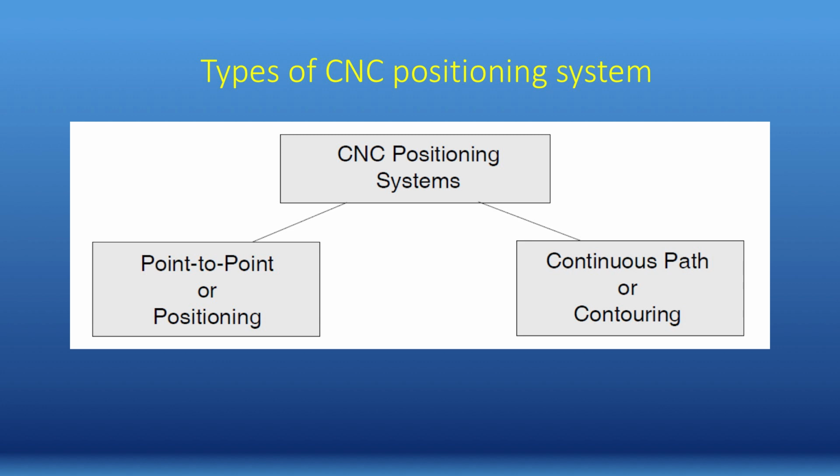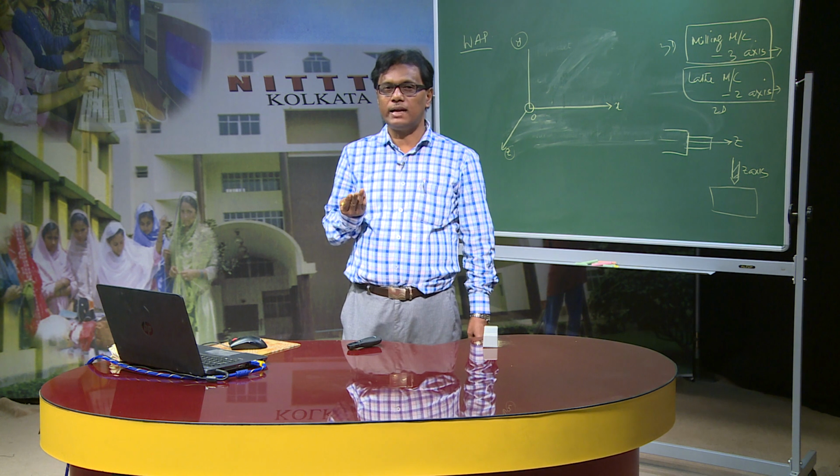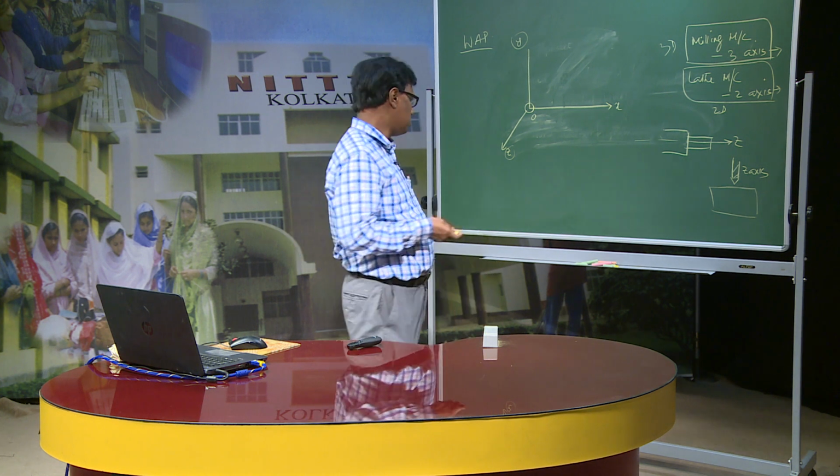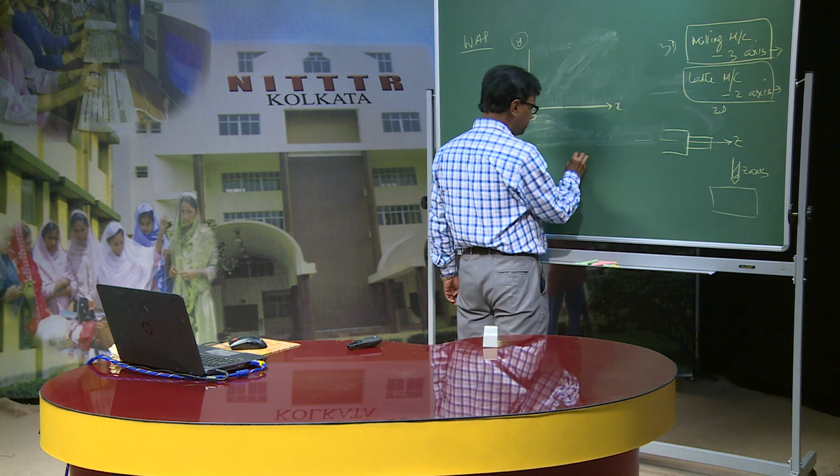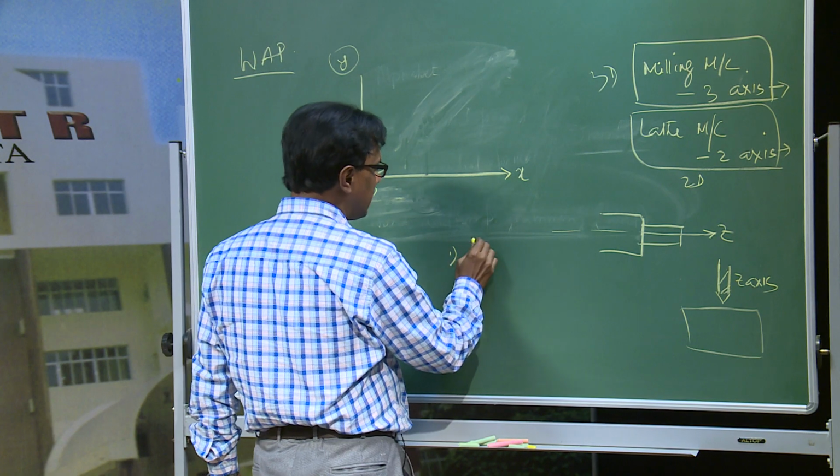As I was telling you, CNC machines can be classified based on the axis. CNC machines can further be classified by positioning system.